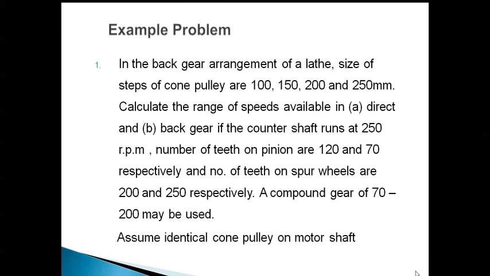So here assume identical cone pulleys on the motor shaft and the spindle. To use the same belt, both the shafts must have identical cone pulleys in opposite direction. We already discussed that to use the same belt for two cone pulleys, D1 plus D2 equals D2 plus D3 equals D4 plus D5. So that's what identical cone pulleys means here.